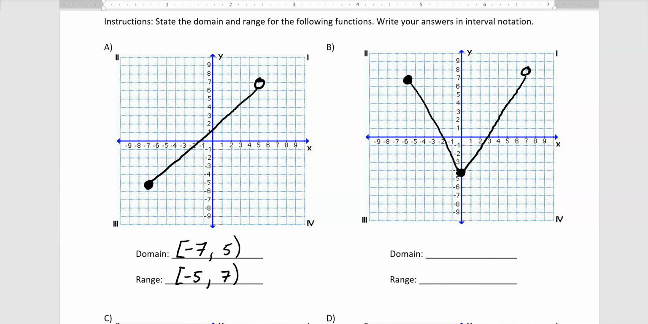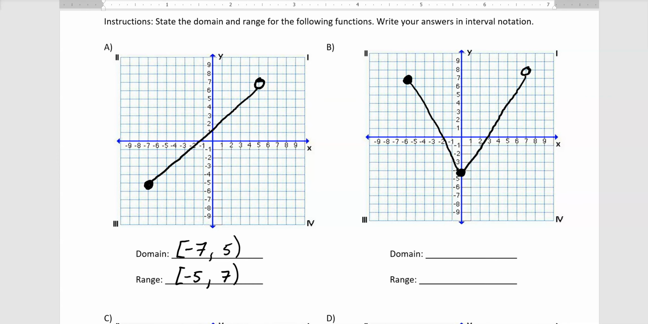All right, let's now look at letter B. So domain is left to right. How far to the left does it go? We have a closed circle at -6, so we'll do hard bracket -6. And we have an open circle at 7, so soft bracket there. Now my range, how low does it go?